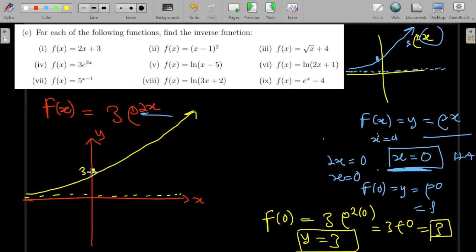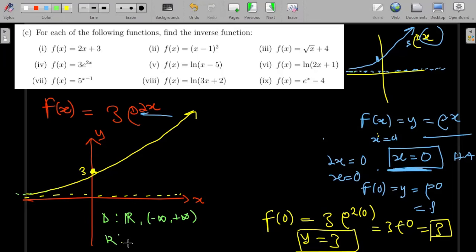Okay, so what is the domain now? This is the original function. We haven't even found the inverse. So the domain here, in terms of x, is coming all the way from minus infinity to positive infinity. So the domain is all real numbers. Or we can write it in interval notation, from minus infinity all the way to positive infinity.